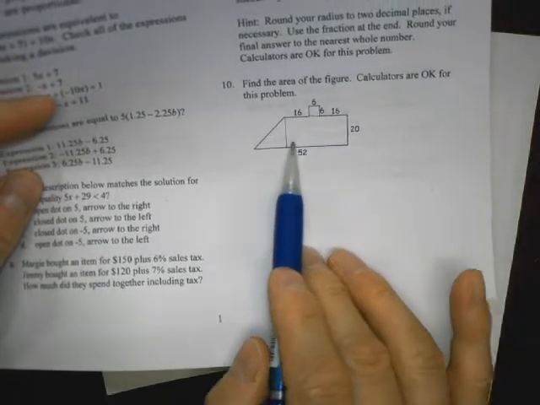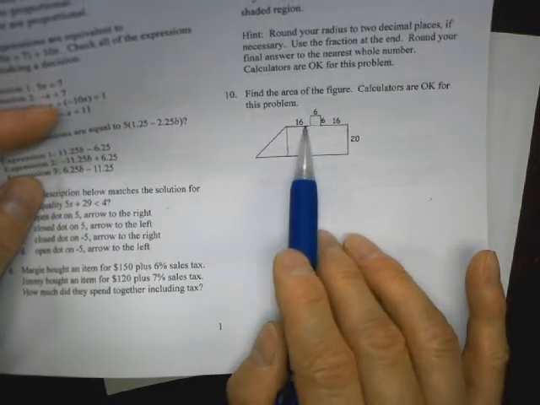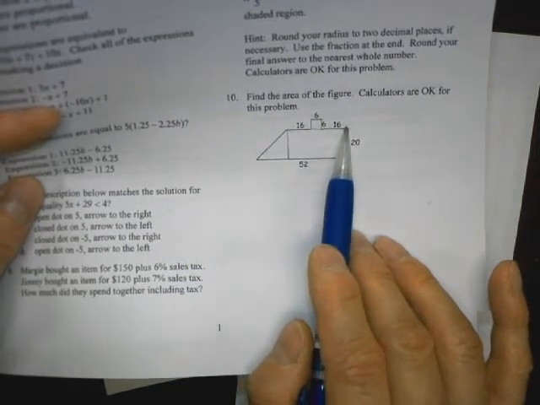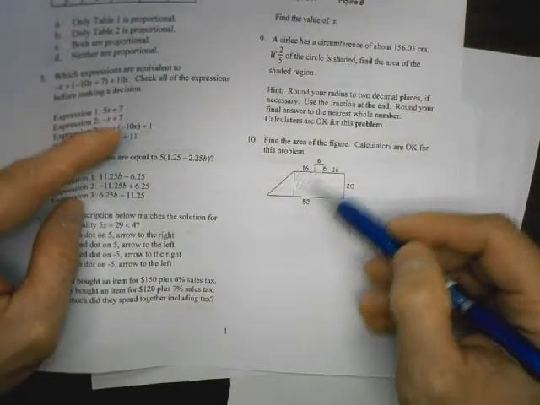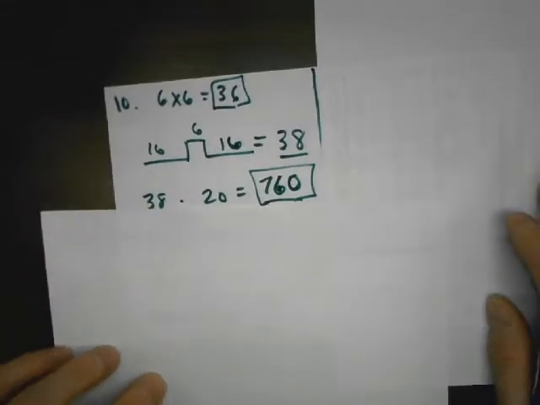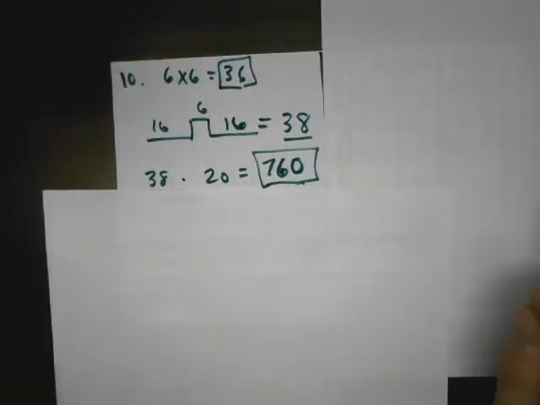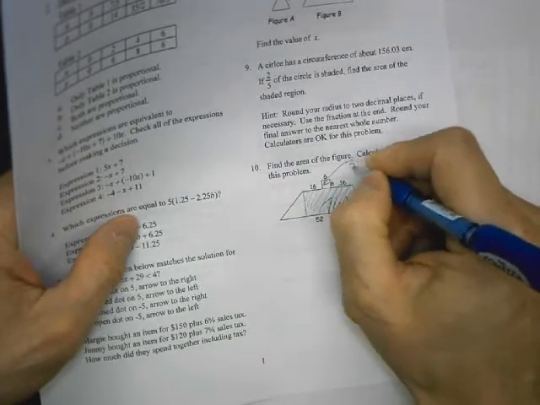However, the length's not 52. 52 is all the way. This length is the same as the distance here. This is 16 plus 6 plus 16. So once I get that, I multiply it by 20 to get this area right here of that rectangle. So I add those up, I get 38. 38 times 20. So the area for that part is 760 square units. So this is 760. This one here, the little one, is 36.